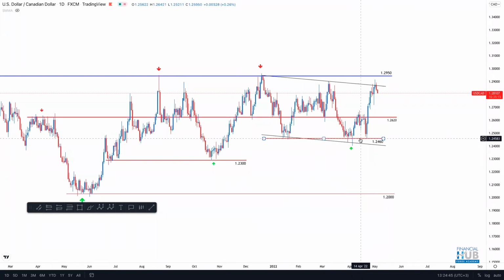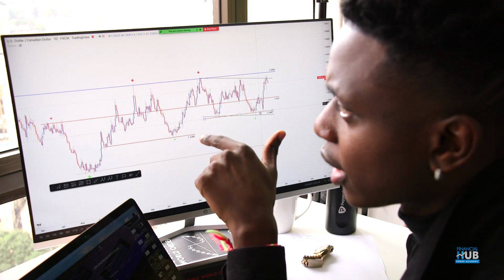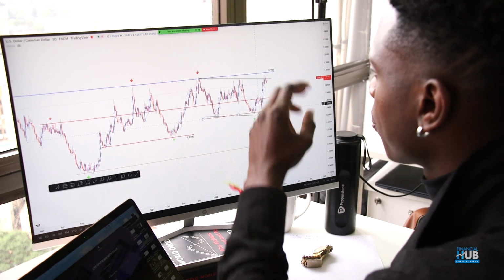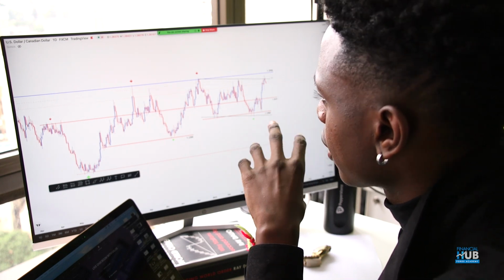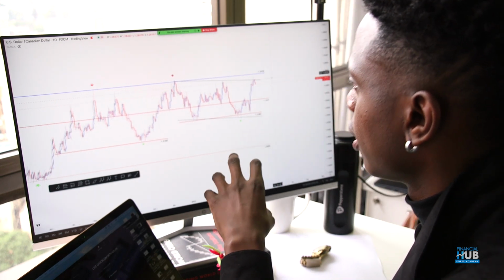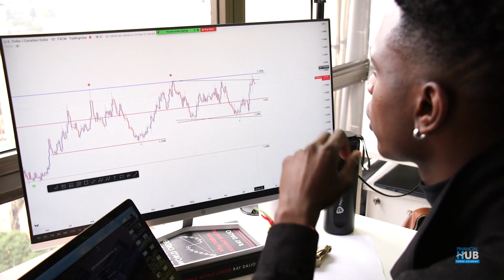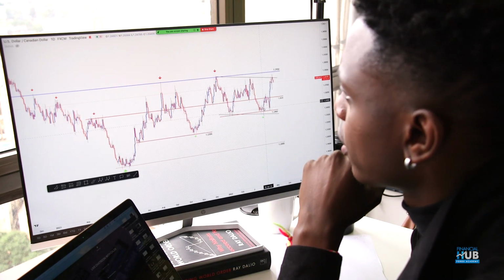I remember we talked about it last week, showing that bullish trade that we were looking at. The market went way past that target and went even higher. I remember the target we were talking about to the upside: if the market was to go to the upside, we were looking at the 1.2950, which is a very strong resistance.